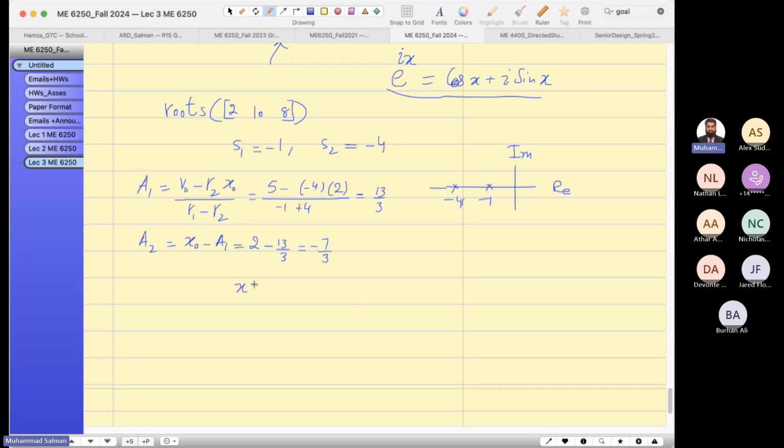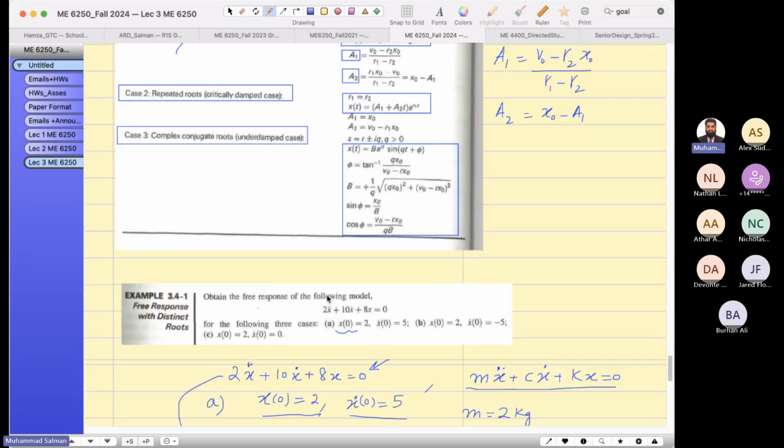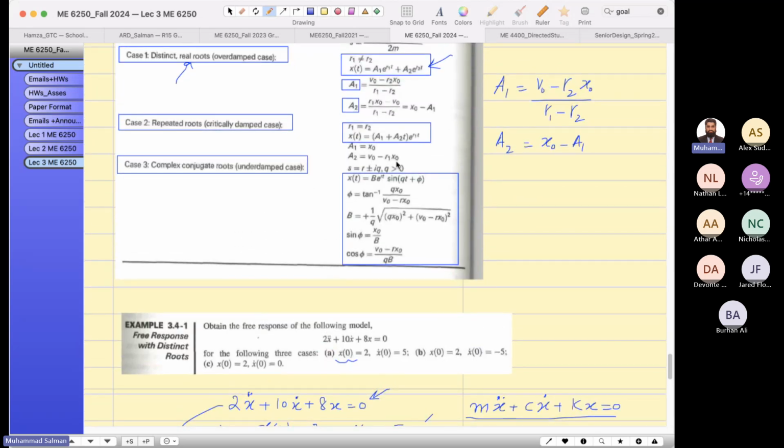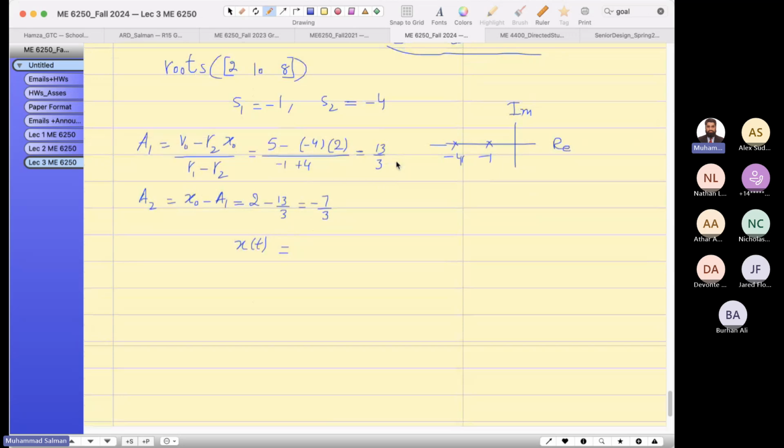Okay, now x of t, let's use this formula. This formula is a1 e to the r1t plus a2 e to the r2t. So a1 we already got, 13 over 3 e to the r1 t, which is -t, and a2, which is -7 thirds, e to the -4t. So this is your solution.